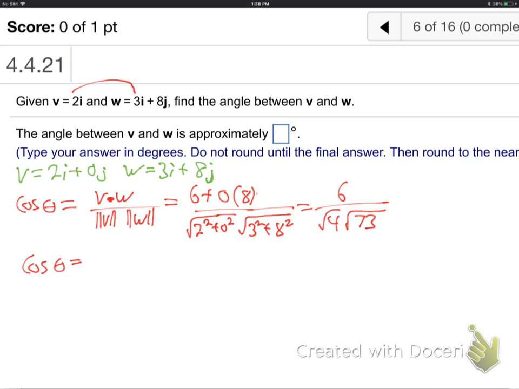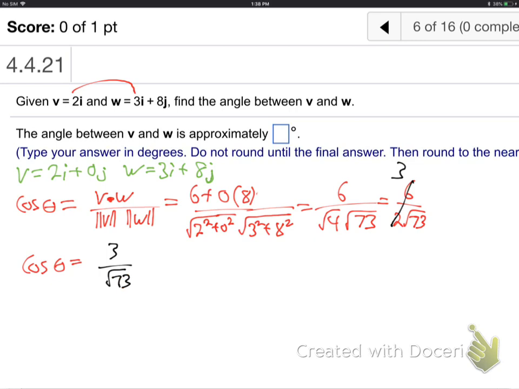Now, the square root of 4, that's just 2, isn't it? And 2 goes into 6 3 times. So you get 3 over the root of 73. Y'all getting that?